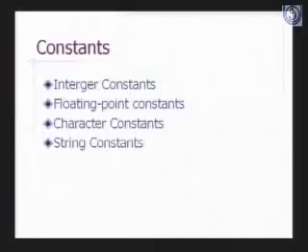And coming to the constants part, there are 4 types of constants that we can use in the C programming language. One is integer constants, second is floating point constants, third is character constants, and fourth is string constants. What is the basic difference between the data types and the constants?